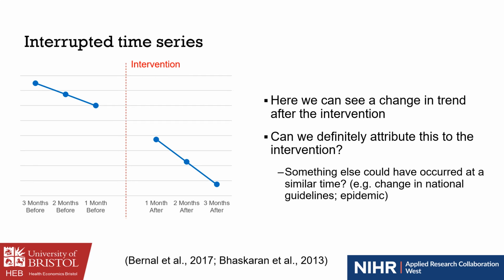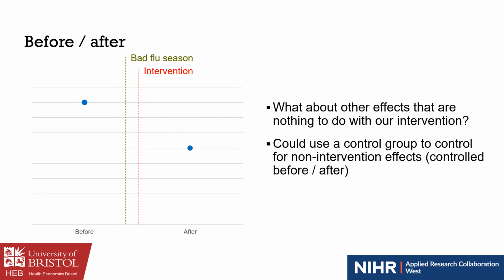Here we see a change in the trend after the intervention. However, there is still the potential problem that something else might have happened at a similar time to our intervention that affected our outcome, perhaps a pandemic. Going back to our before-after study, here we see that a particularly bad flu season occurred at the same time as our intervention, affecting the hospital admissions.